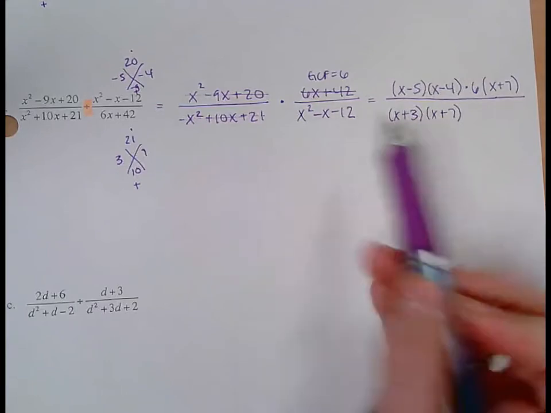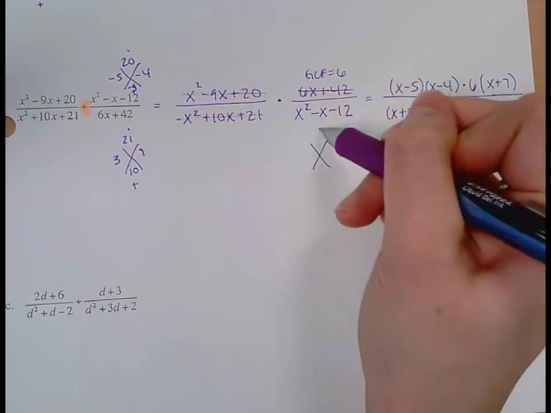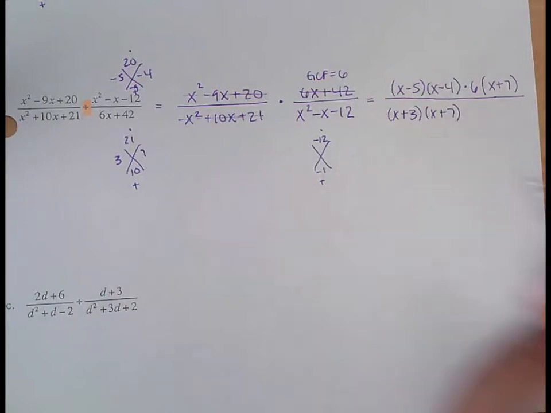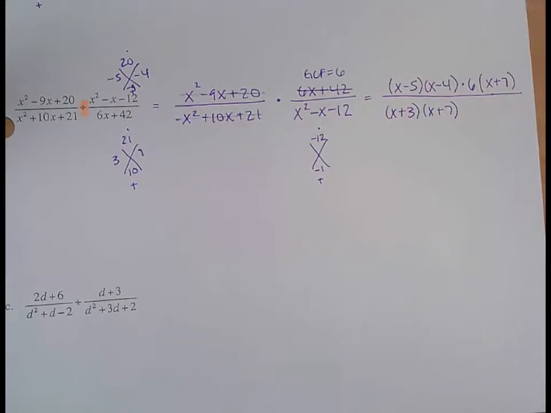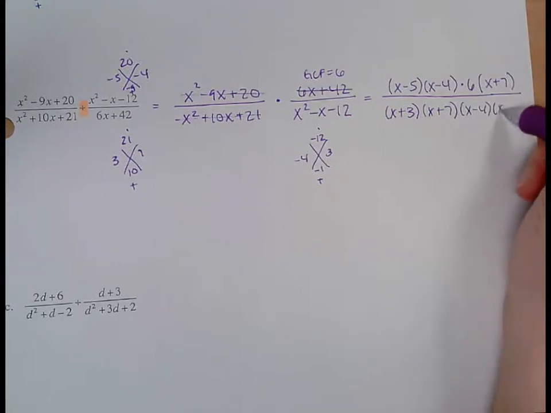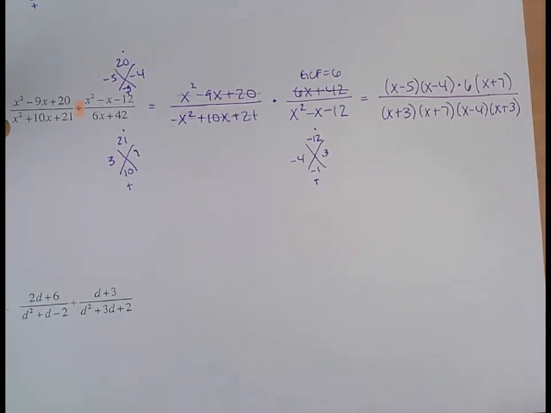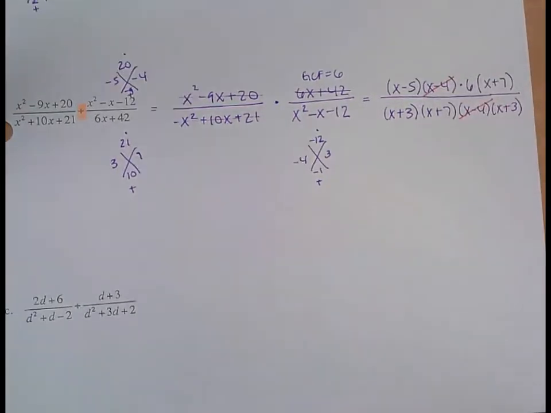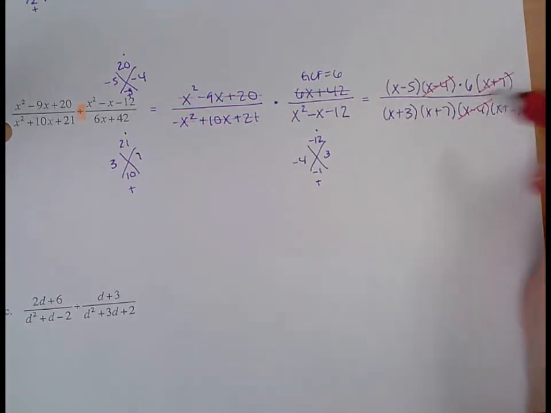And then on the bottom of that second fraction, I have another diamond. Multiply to negative 12, add to negative 1. What numbers work there? Negative 4 and positive 3. So x minus 4, x plus 3. And then we have to see what cancels out. Looks like there's an x minus 4 on the top and on the bottom, and an x plus 7.